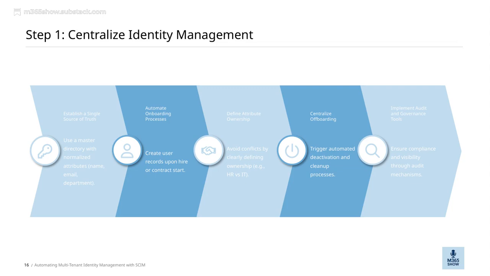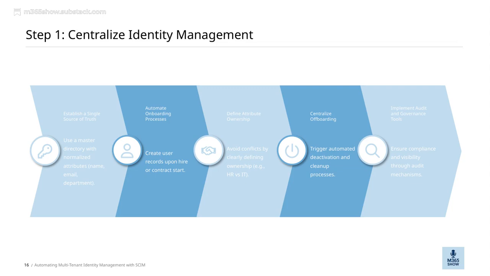For example, knowing who owns specific user attributes like department or contact info helps maintain data accuracy and accountability. When it comes to onboarding, automation is a game changer. Creating user records automatically upon hire or contract start saves time and reduces errors. Using a master directory with normalized attributes, like name, email, and department, ensures consistency across systems.